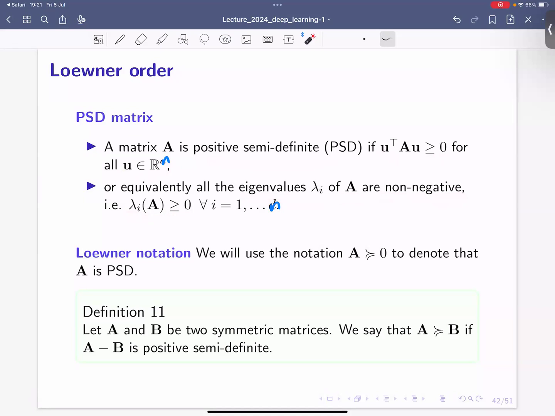And if we have a PSD matrix, we sometimes will use this notation. We have this curly notation here, right? We just say A with this curly notation greater or equal than 0, and that means that A is PSD. And in general, as the name says, it is some order. This is a so-called partial order. So you can say A is greater than B, and that simply means that A minus B is positive semi-definite. So if you set B to 0, you just have what we have here. This is a notation that we will be using sometimes.